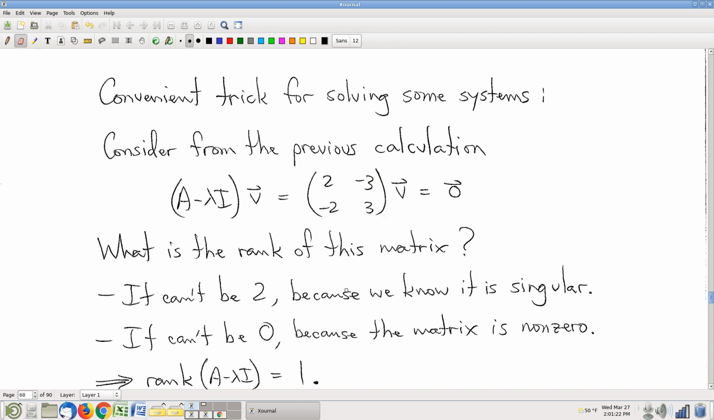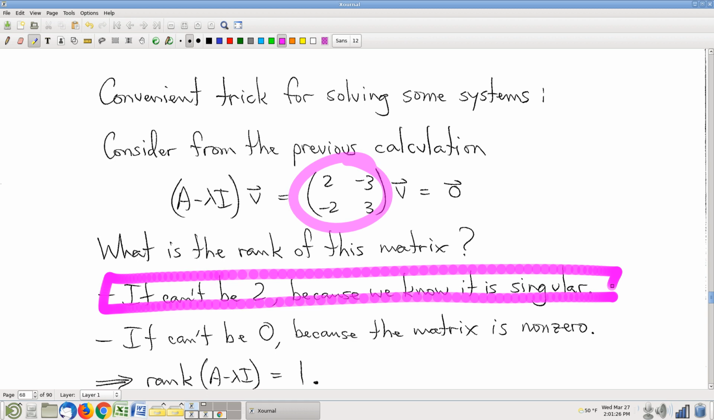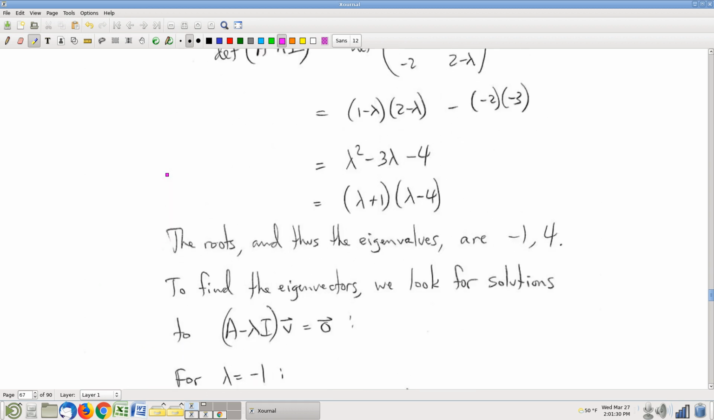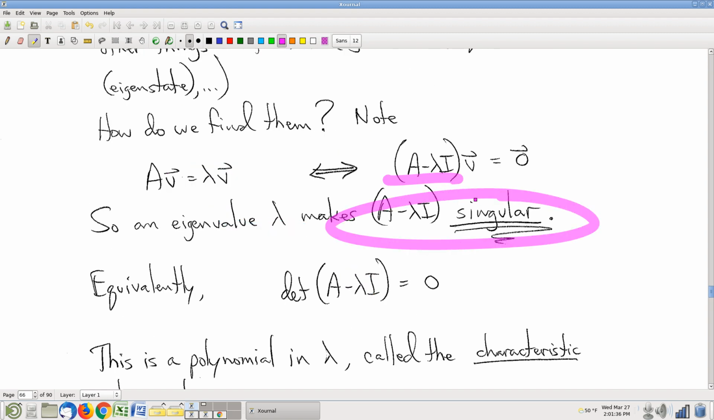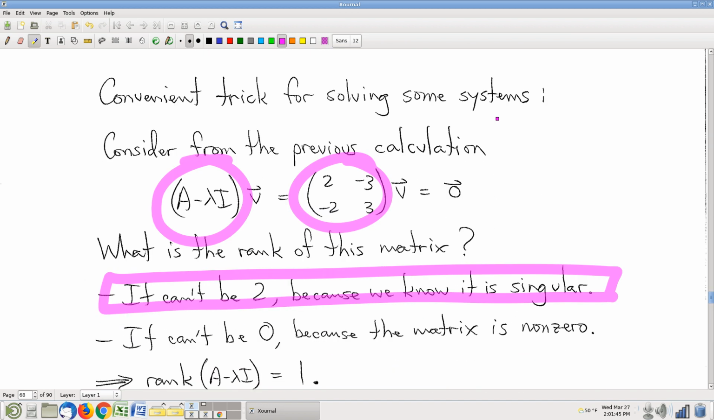Well, here's the thing. This matrix, I know that matrix is singular. That matrix is A minus lambda I. The whole purpose of this strategy is that A minus lambda I will be singular if you have an eigenvector, therefore an eigenvalue. Right? So this matrix, the rank, can't be 2. All right.